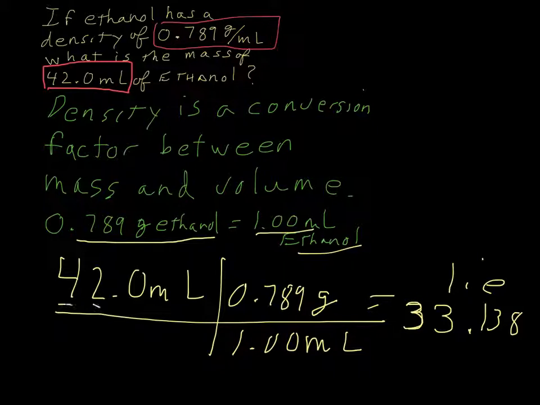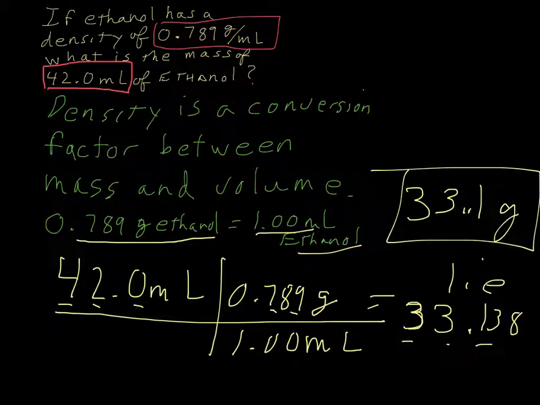We've got 3 sig figs there, 3 sig figs there, 3 sig figs. So 33.1 grams of ethanol would be the mass of 42 milliliters of ethanol. Chemistry's easy, life is hard, right?